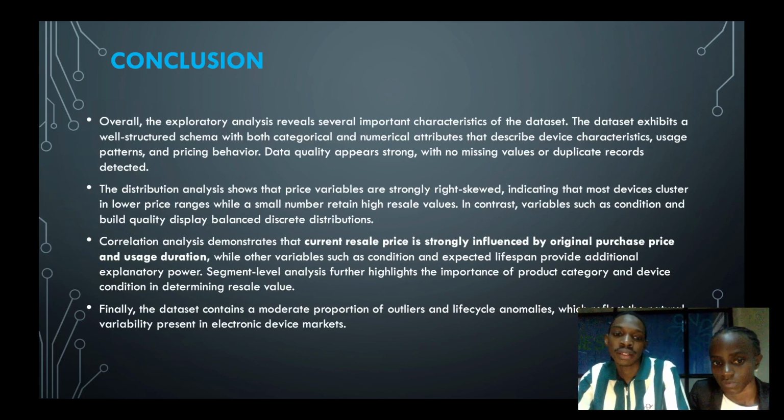So finally, the dataset contains a moderate proportion of outliers and lifecycle anomalies, which reflect the natural variability present in the electronic device market.